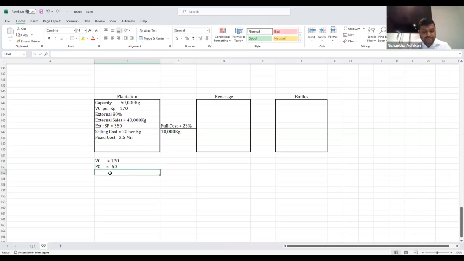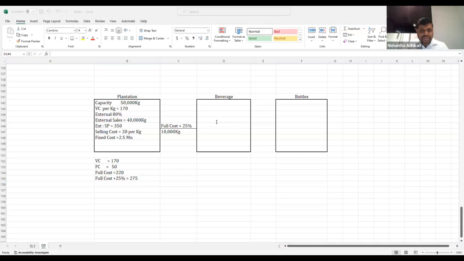Their full cost will be 220. Full cost will be 220. Currently we are saying full cost plus 25% markup. Therefore, the selling price will be full cost plus 25% markup. Price will be 275.